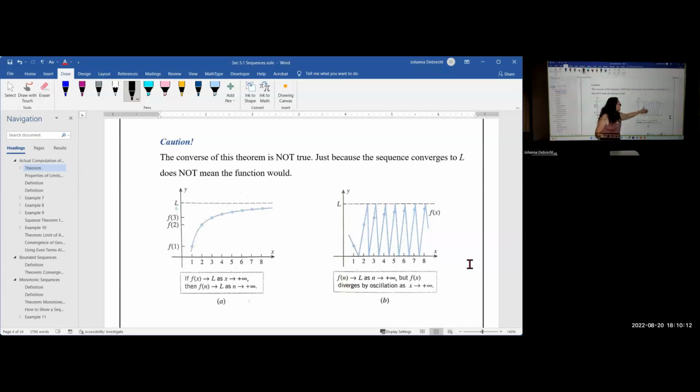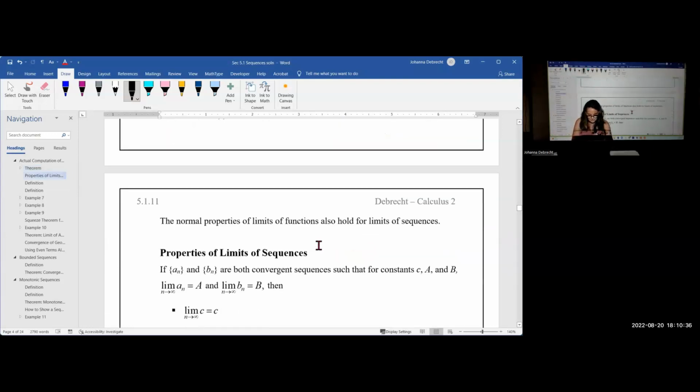So the function does not converge to a particular y value. It's going to continue to oscillate between L and 0. The function does not approach L, but the sequence does. So if the function does, the sequence does, but not the other way around. The sequence might, even though the function does not. But if the function does, we're guaranteed.